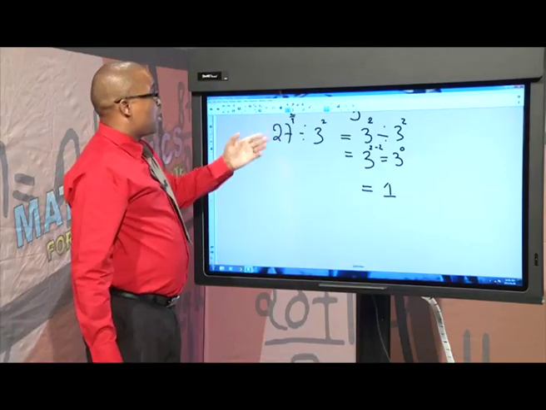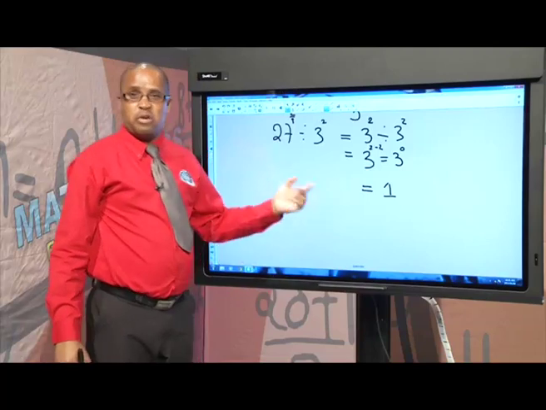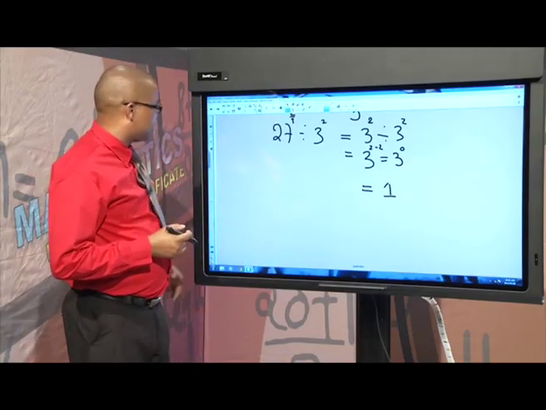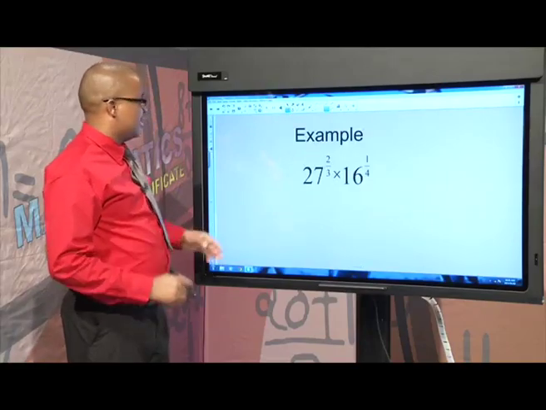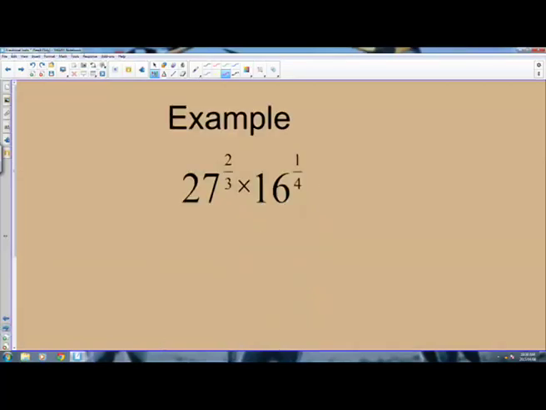So 27 to the power 2 over 3 divided by 3 squared is equal to 1. We managed to evaluate this. Let us have a look at another example. We have this. We've got 27 to the power 2 over 3 times 16 to the power 1 over 4.